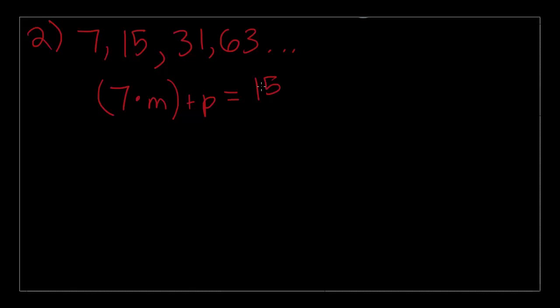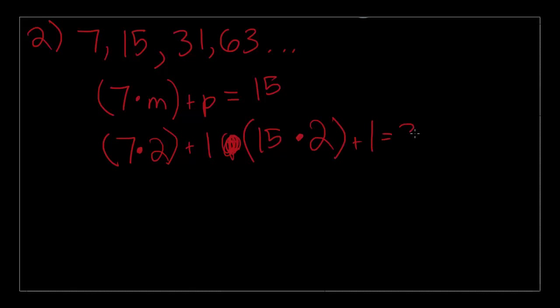Now, only one multiple of 7 is less than 15, and that's 14. So we know that m has to be equal to 2. So 7 times 2 plus p is equal to 15. So 14 plus p should be equal to 15, so p is 1. 14 plus 1 is equal to 15. So let's use this m value in the next iteration. So 15 times 2 plus 1 should equal 31. And 30 plus 1 does indeed equal 31. So the value of m is equal to 2.